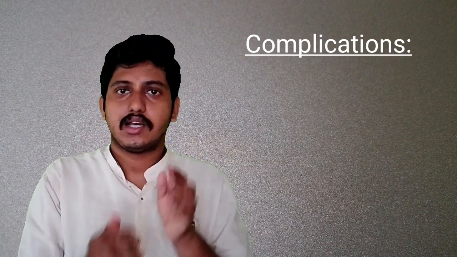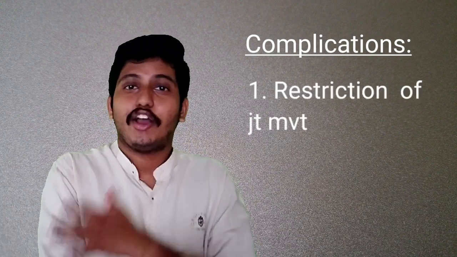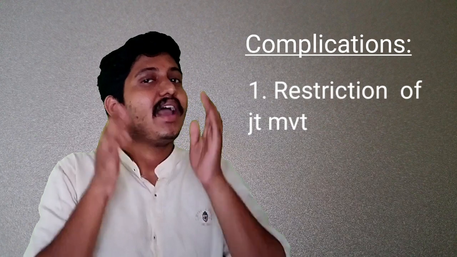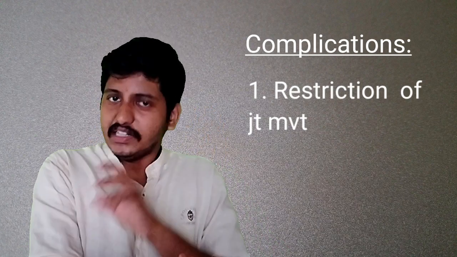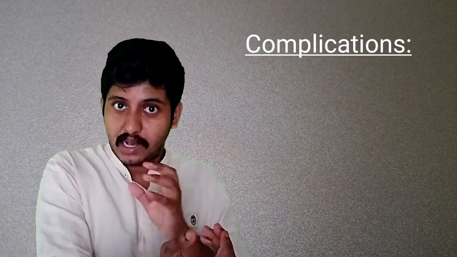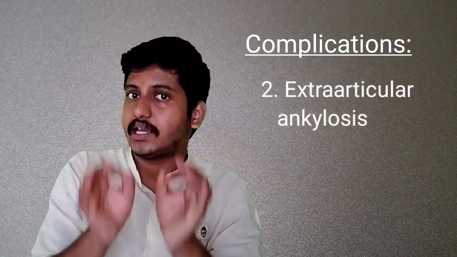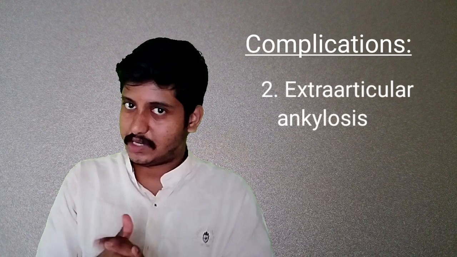And now let's come to the complications of this myositis ossificans. So what are the complications? Of course, it can restrict the joint movement, and that is the most important complication. And when the newly formed bone mass is bridging the joint, then it can cause extra-articular ankylosis. It is another complication of myositis ossificans.